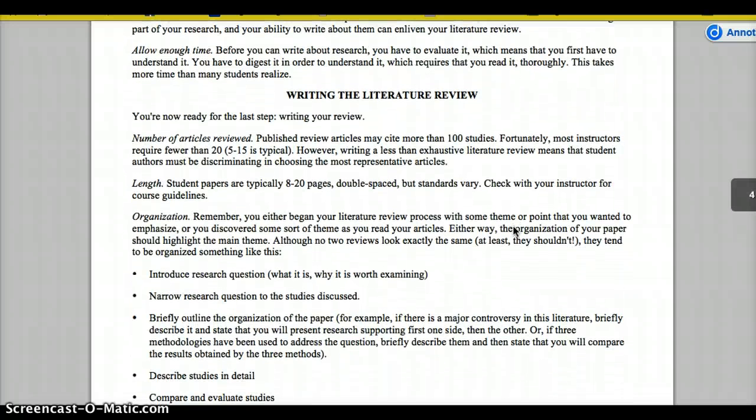Again, papers are 8 to 20 pages long. I'm not expecting yours to be 20. I'm thinking 8's probably about the average that a paper will be, double spaced. If it's a little less than that, that's fine. If it's a little more, it's fine. But 20 is too much for this assignment.